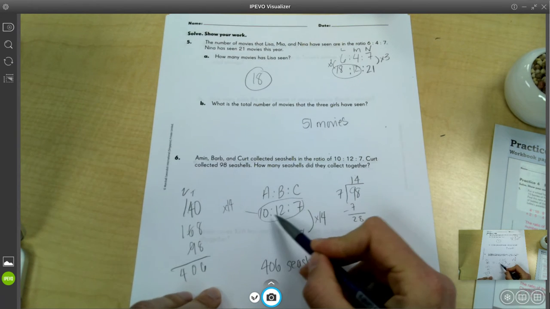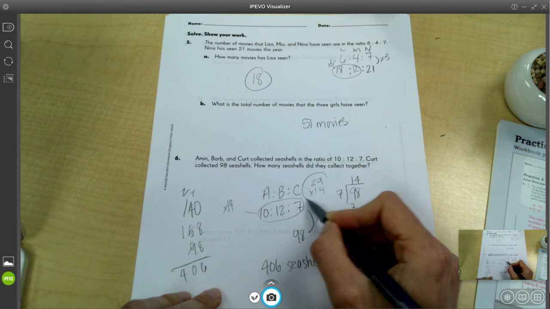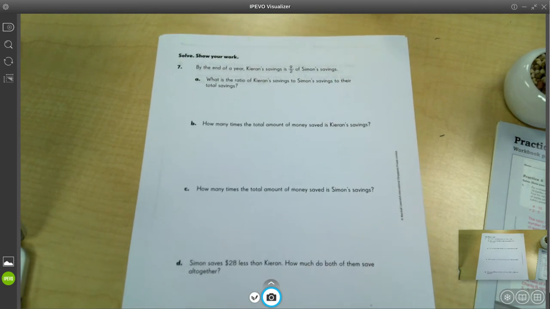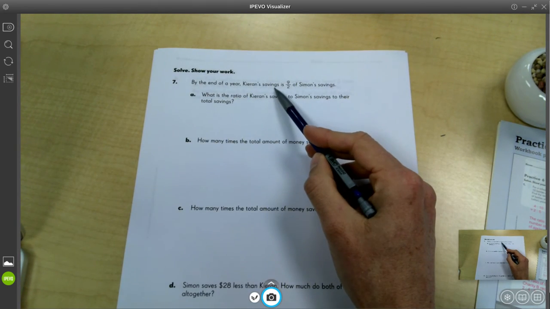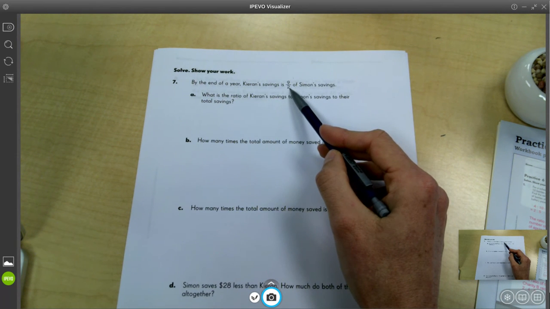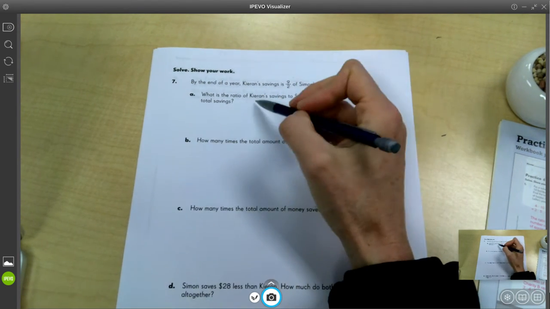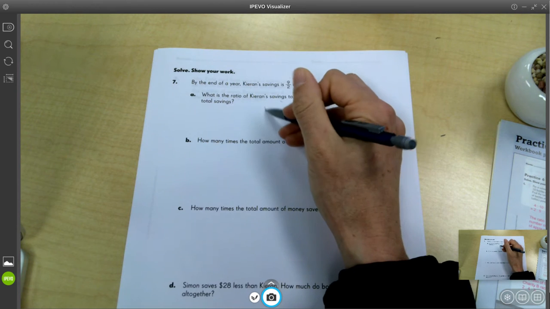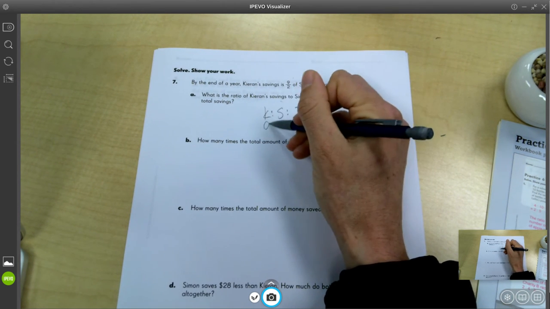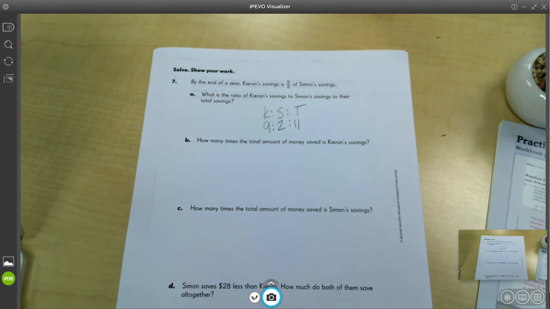Cool. Or you could have done 10 plus 12, which is 22, plus 7, which is 29, times 14, would have given you 406 as well. All right. By the end of the year, Kieran's savings is 9 halves of Simon's savings. What is the ratio of Kieran's savings to Simon's savings to their total? Kieran to Simon to total. Well, Kieran has 9 to Simon's 2 to the total of 11.